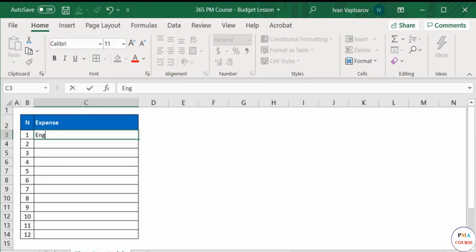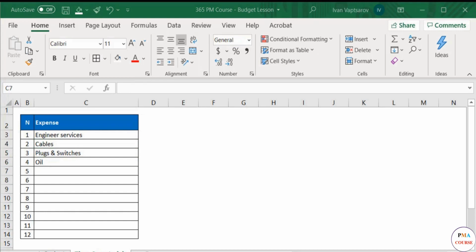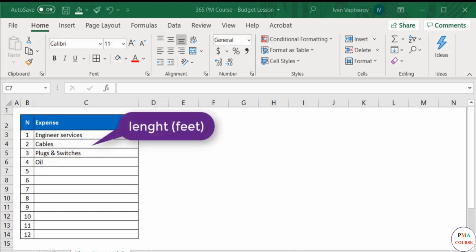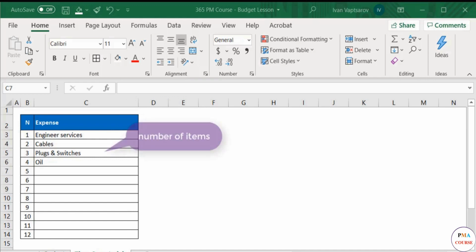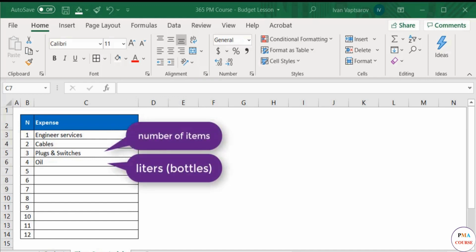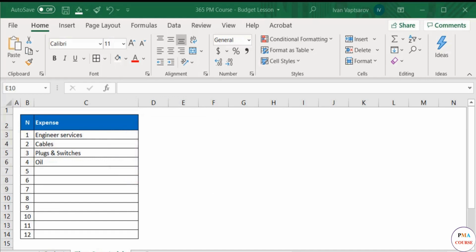Okay, let's add those to the budget file in Excel. This time, it will not be as easy as the first case. We add the different expenses in the name column. As we already know, these are quite different in nature. The first one, engineer services, is counted per hour. The second one, cables, depends on the length of cable that will be used. The last two are driven by number of items and liters respectively. To avoid confusions, we will add this information in the next column and name it unit type.